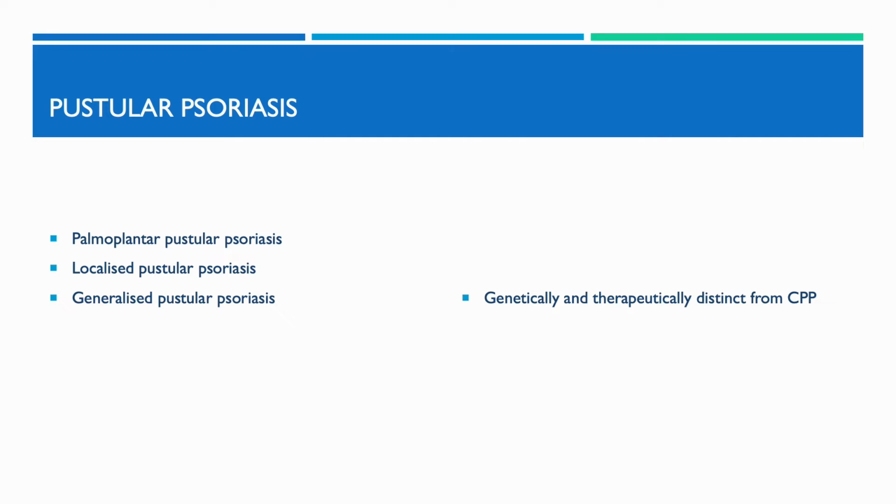Plaque psoriasis elsewhere on the body, for example, the shins, arms, trunk, can develop localized pustular lesions within them, often when the skin is very active and unstable. Finally, there's a variant of pustular psoriasis called generalized pustular psoriasis. And in this situation, large areas of the skin are affected by redness and swelling of the skin, but they're studded with tiny little sterile pustules.